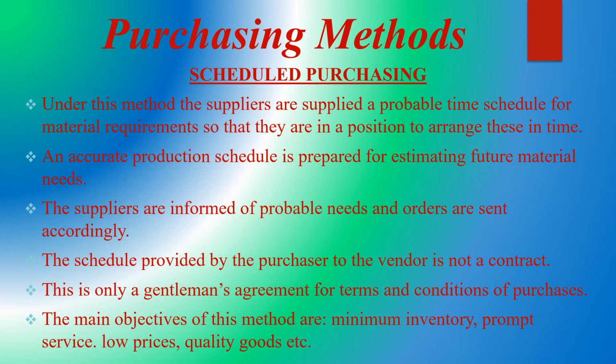Now we are going to see the next method, scheduled purchasing. Under this method, the suppliers are supplied a probable time schedule for the material requirements so that they are in a position to arrange these in time. An accurate production schedule is prepared for estimating future material needs. The suppliers are informed of probable needs and orders are sent accordingly.